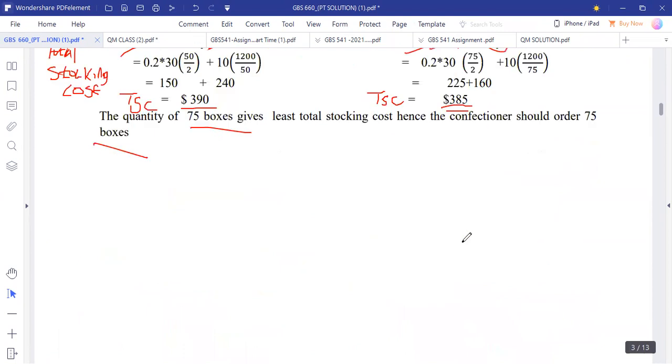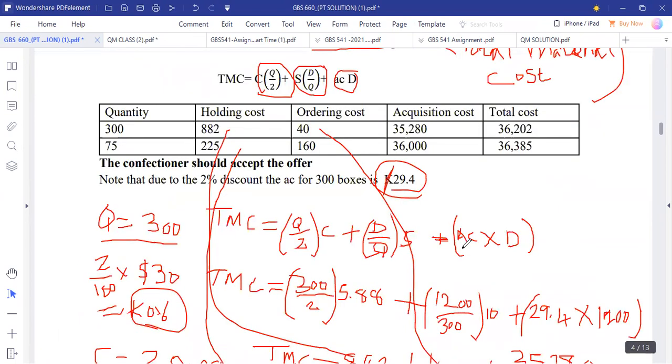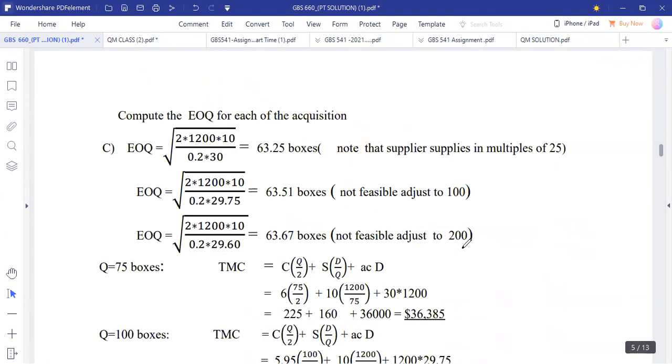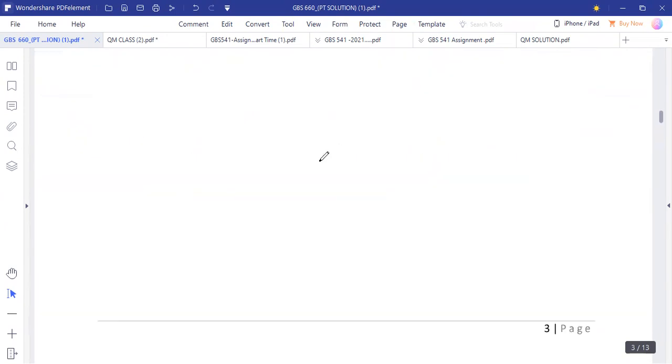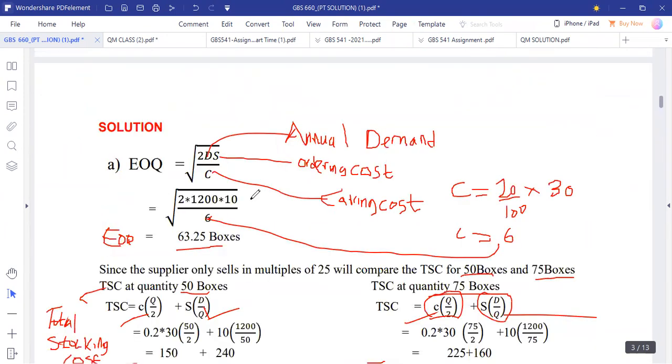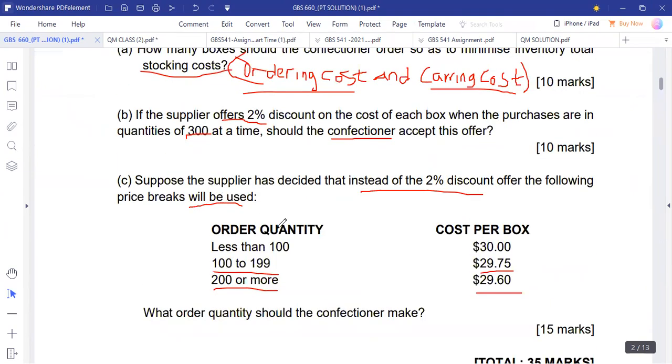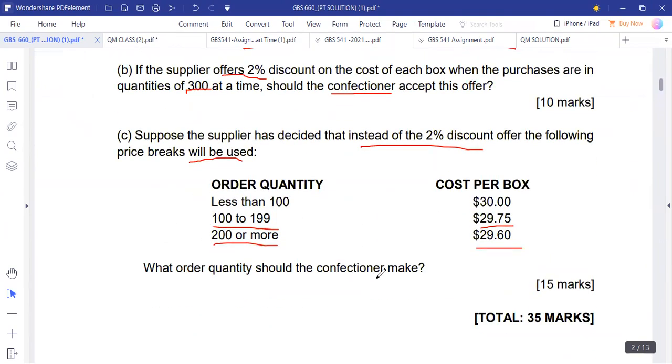So for part C, we need to compute EOQ for each acquisition. Meaning that for the first range here, we are supposed to find EOQ for all ranges of order quantities.